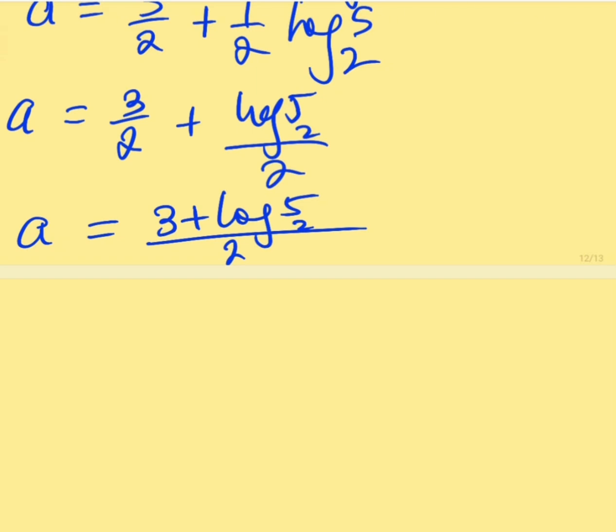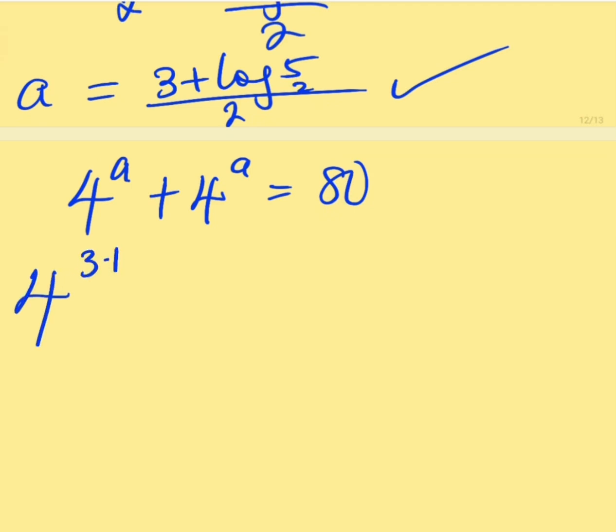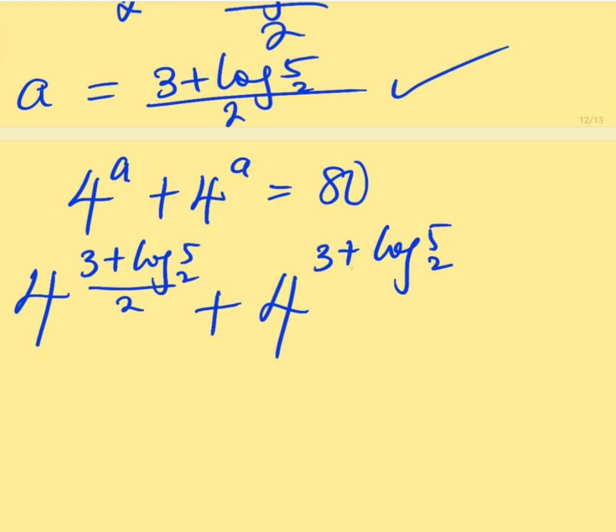You can decide to check to see if the answer is right. Remember that the original question given to us says that 4 power A plus 4 power A is equal to 80. Since we said that this is the value of A, let us substitute that as the value of A and see if we are going to get the same answer. So that means we'll be having 4 power (3 plus log 5 base 2) over 2, plus 4 power (3 plus log 5 base 2) over 2. Let us see if this is going to give us 80. Once it gives us 80, it means that our solution is correct.